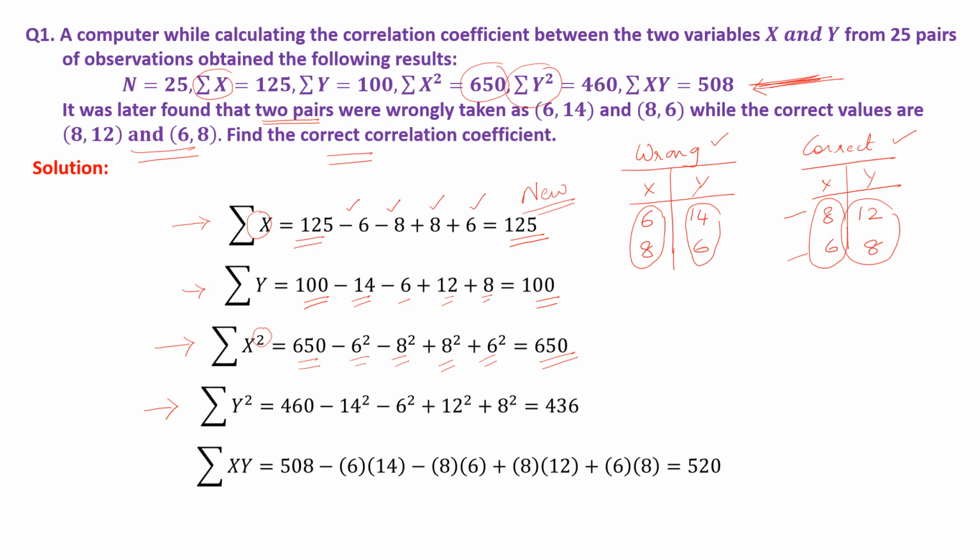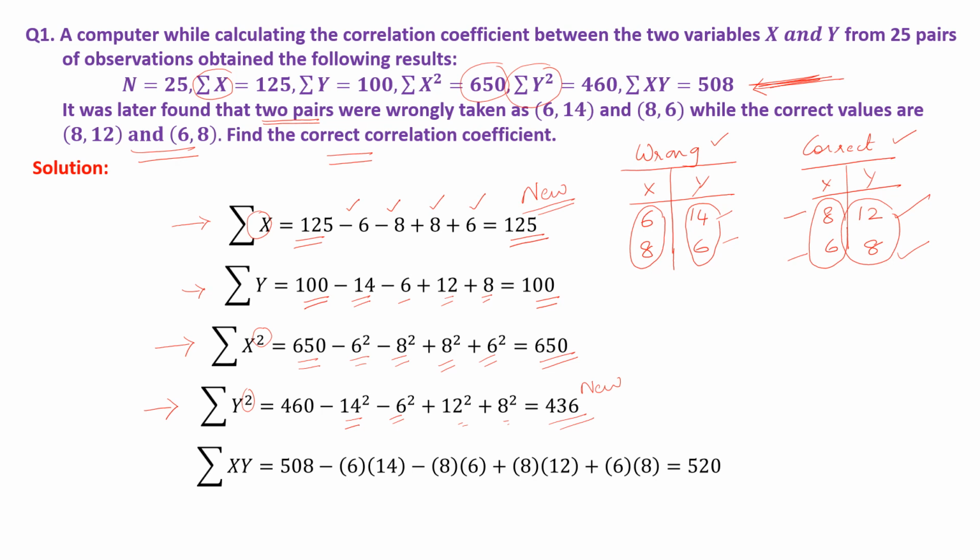You are subtracting the squared y values, which were wrong. So you're going to subtract 14 square, 6 square, because you're calculating the squared values, and you are adding 12 square and 8 square, which are the correct values, and that changes here. So the new sigma y square value is becoming 436.